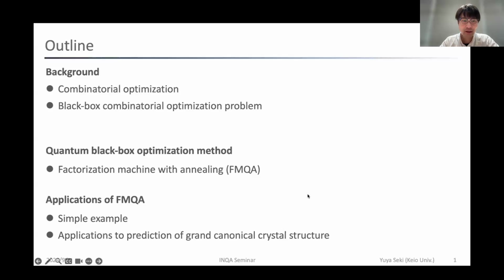Okay, this is the outline of my talk today. First, I'd like to introduce the background of this research to explain our motivation to study this research. Then I will introduce a quantum black box optimization method, which is called FMQA, which means a factorization machine with quantum annealing. Finally, I will introduce a couple of applications of FMQA. First, I will introduce a very simple example. Then I will explain a more complex example. And I will summarize at the last of my slides.